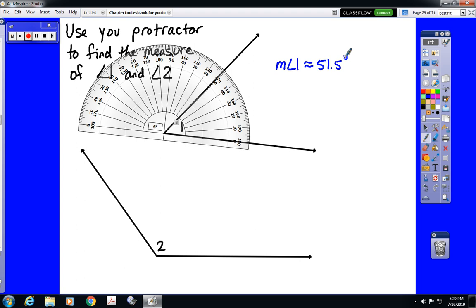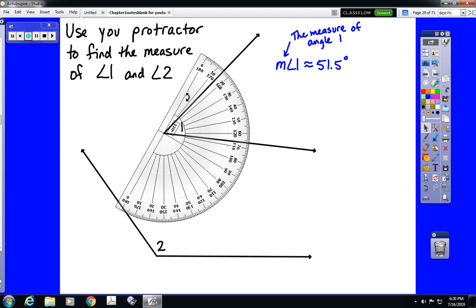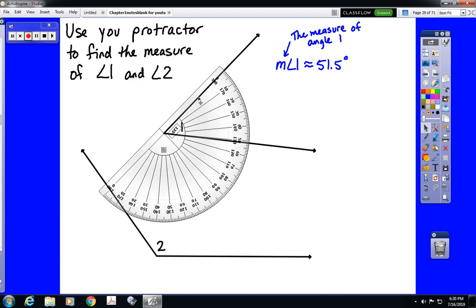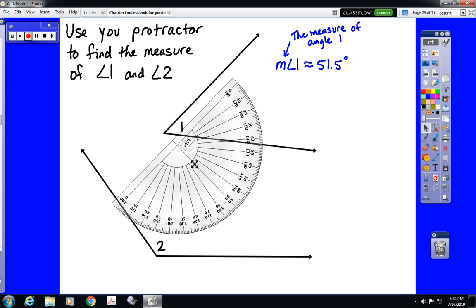But notice this notation here. This is the measure of angle 1. Okay? Now, if you lined up the other line, the other side of the 0 with the other side like this, notice that the outer numbers are going to be what we're reading, and that's also 51.5 degrees. So you just have to make sure that you're reading the correct set of numbers as you go around the outside. Okay, let's measure angle 2.